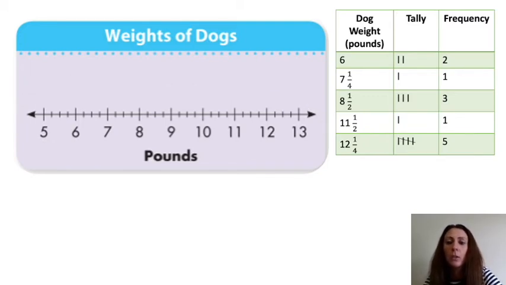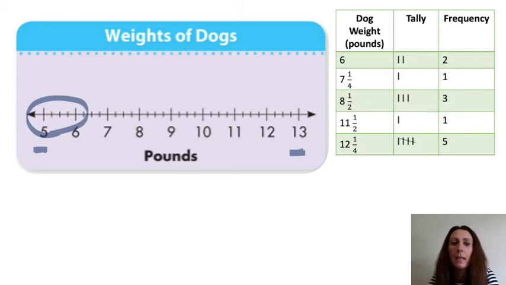All right, so I went ahead and created my number line, but I want you to pay close attention to the intervals that I have on my number line. You can see that I have starting with 5 and going up to 13. You can also see that I have broken my number line into 4 equal parts between each whole number. Now, why would I have done that? What would be the reasoning behind that?